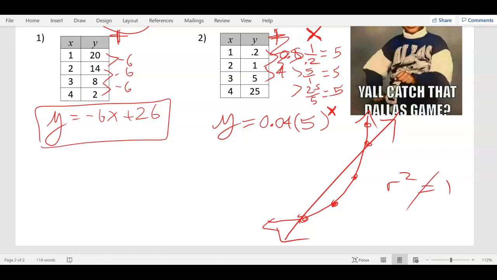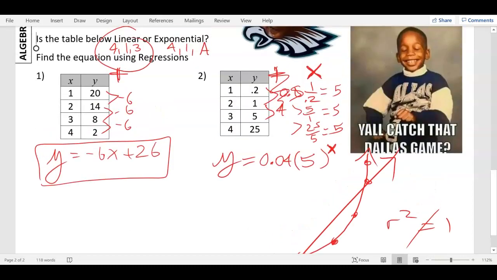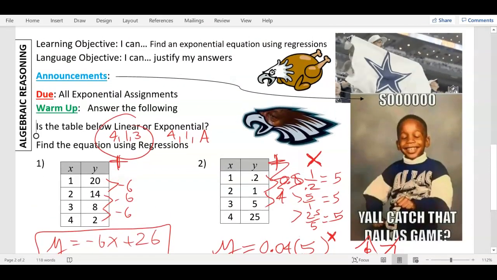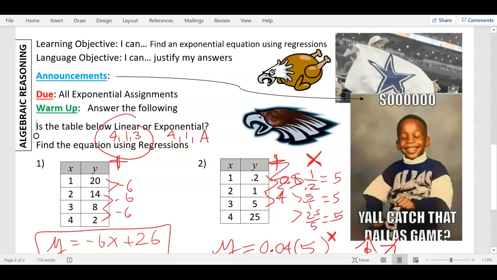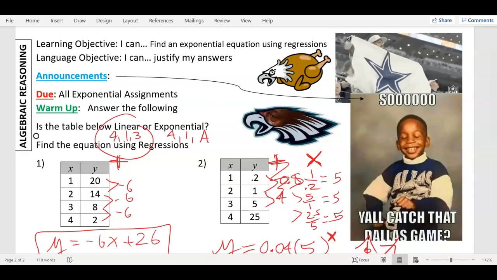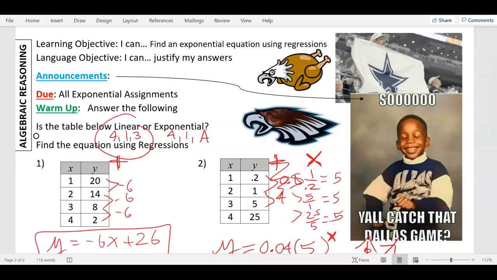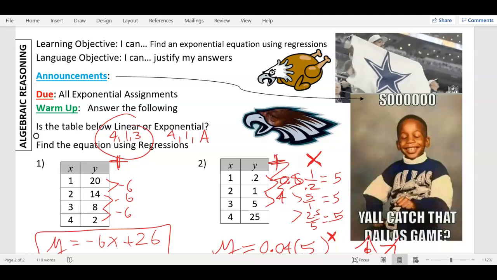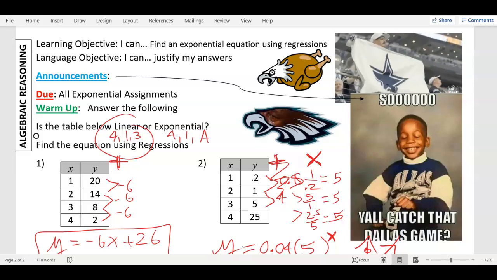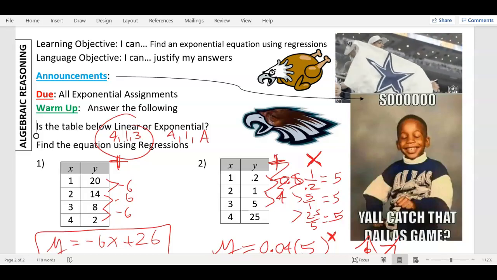Now, I mentioned this earlier, I think, but what you're going to do is, this assignment has mixed tables, just like the warm-up. You have to tell me is it linear or exponential, like the warm-up, and then give me the equation, like the warm-up. Then use menu 4, 1, 3. If you finish this, you probably have something you can work on from that grid sheet.